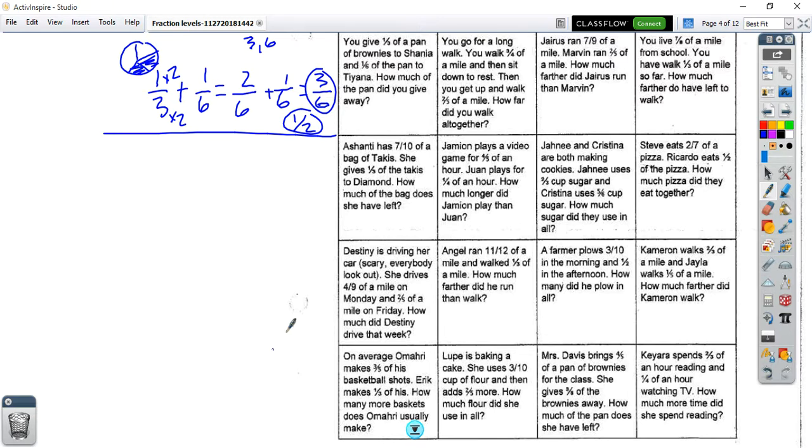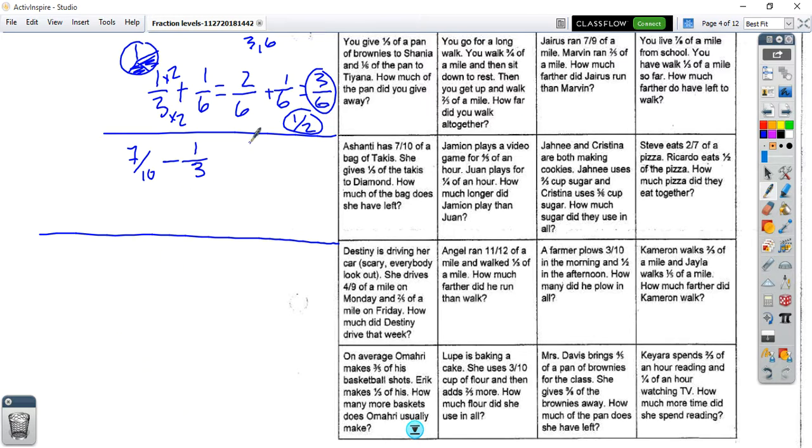Next problem. Shanti has 7/10 of a bag of Takis. She gives 1/3 of the Takis to Diamond. How much of the bag does she have left? So she starts with 7/10 of a bag of Takis. Then she gives 1/3 of the bag away to Diamond. So we're giving it away, so it's going to subtract 1/3.